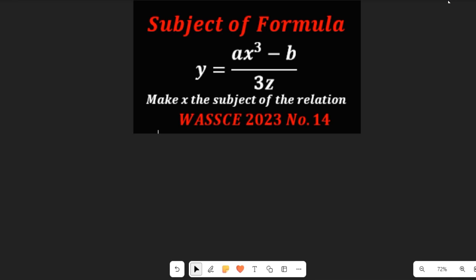Hello, let us solve this WAEC 2023 OPK question number 14. We are asked to change the subject of formula. Make X the subject of the relation.